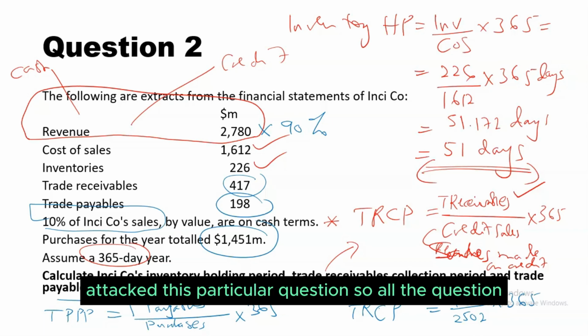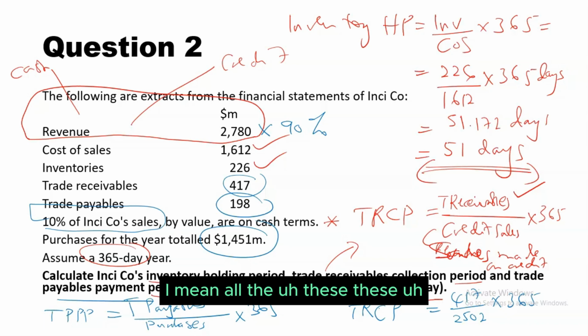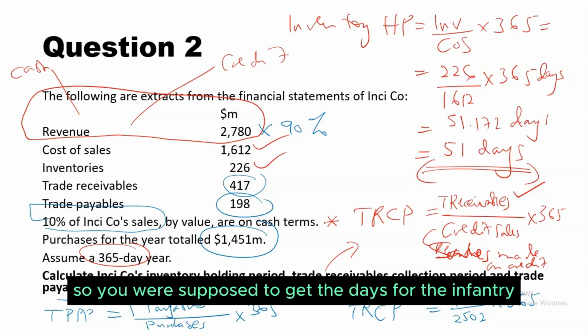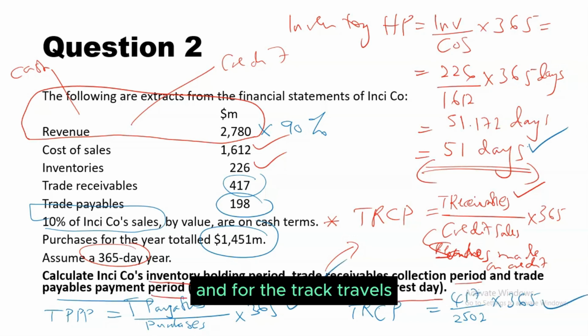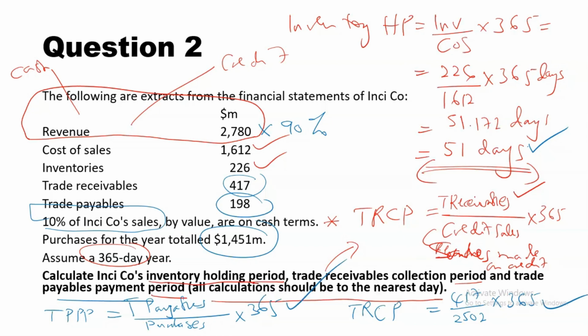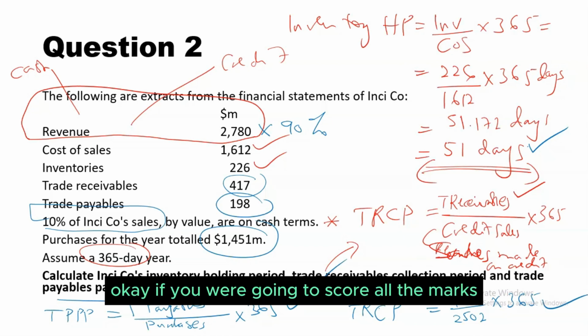All the answers were required. So you were supposed to get the days for the inventory holding period, the days for the receivables, and the days for the trade payables, if you were going to score all the marks.